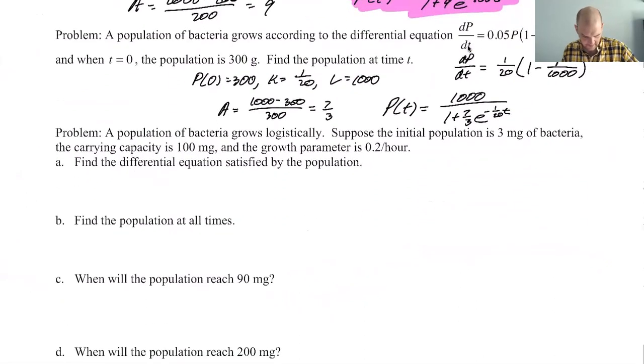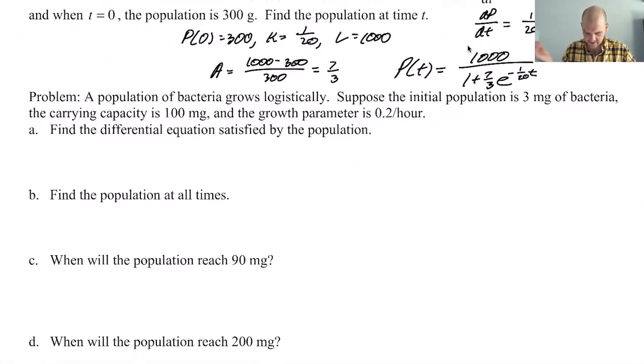Okay, let's see. A population of bacteria grows logistically. That's very common because bacteria, as I've mentioned previously, people are pretty casual about the murder of bacteria or the growth of bacteria. We don't seem to mind that as much as we do deer and things. Deer and rabbits are common applications.